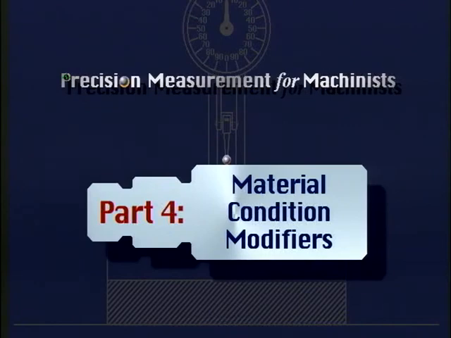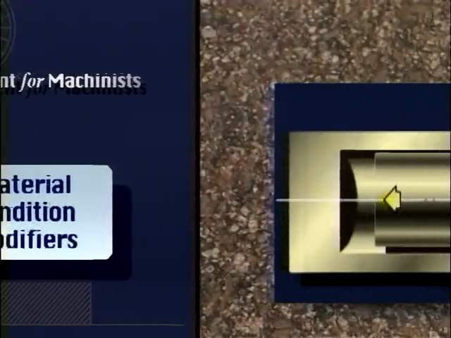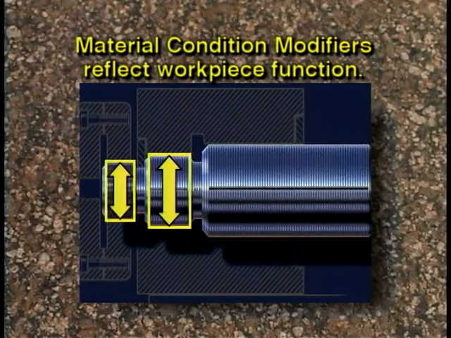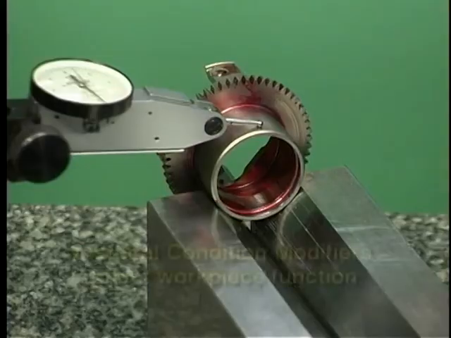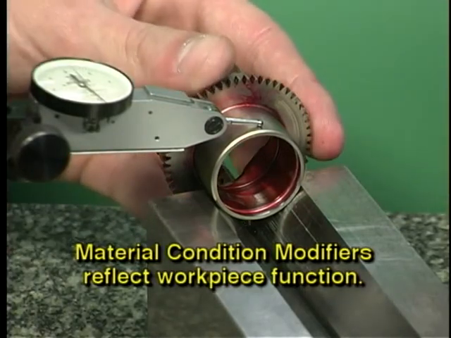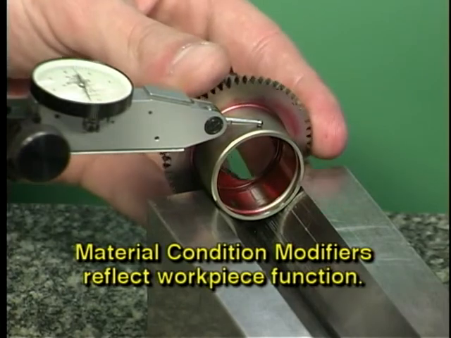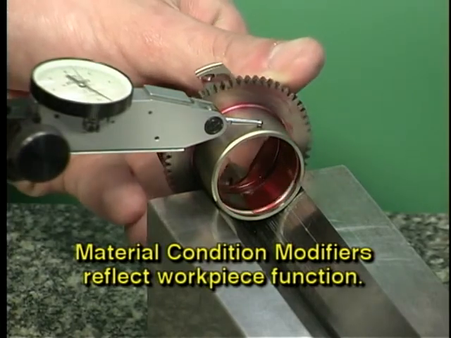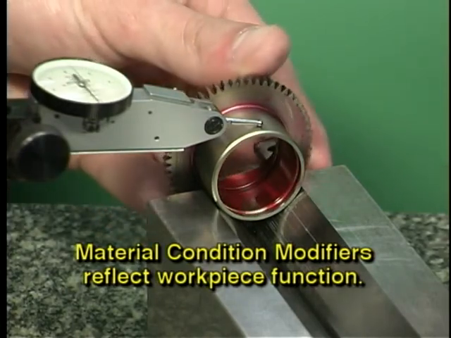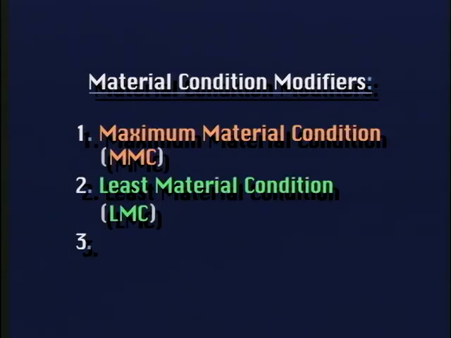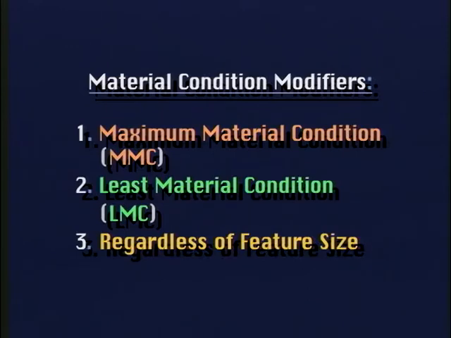Part 4. Material Condition Modifiers. Material condition modifiers are used to reflect differences in the intended function of workpieces. Material condition modifiers allow the machine operator to determine whether a part will function in its intended use. He or she can use all the allowed tolerance and still produce a functional workpiece. There are 3 material condition modifiers: maximum material condition, least material condition, and regardless of feature size.